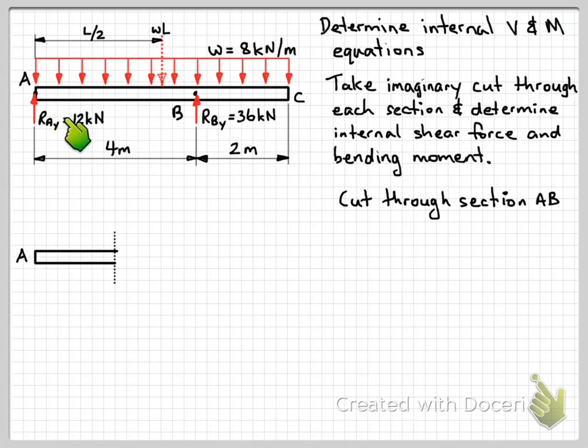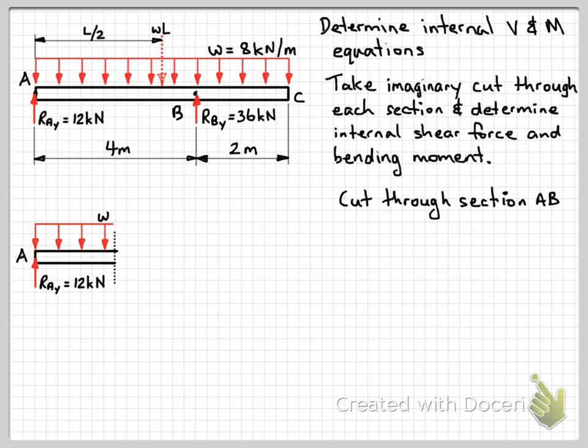And in this case we're going to look at the left-hand side. So we've just drawn the left-hand side of the beam here, and then we can start adding in the loads that are applied to that left-hand side of the beam. So we'll have our reaction force that we calculated previously, and we have our uniformly distributed load that acts over this portion of the beam.